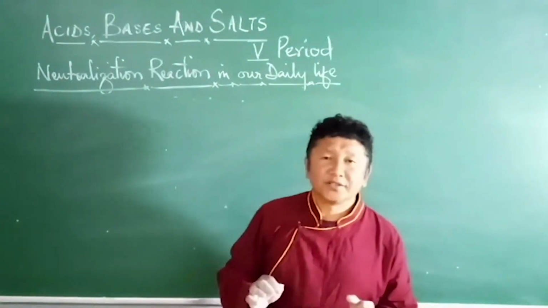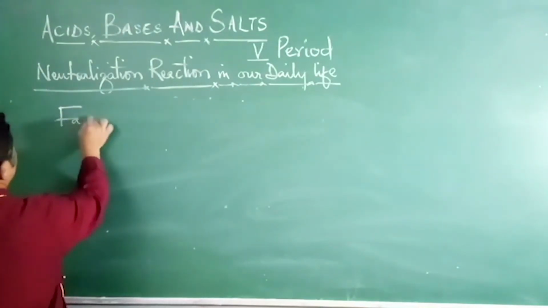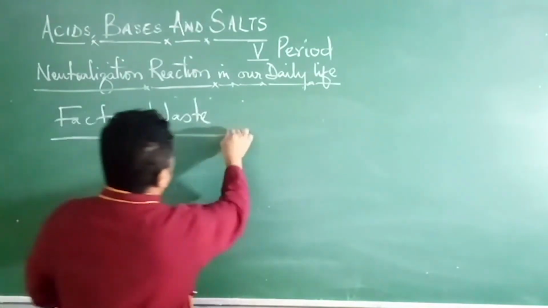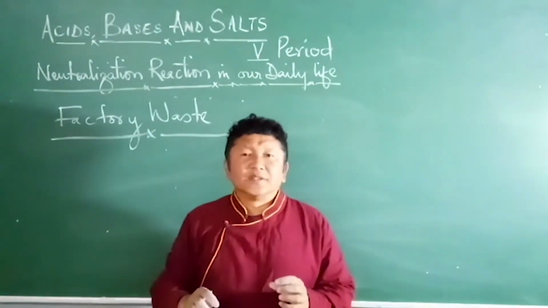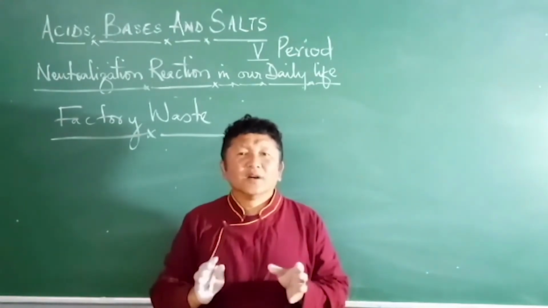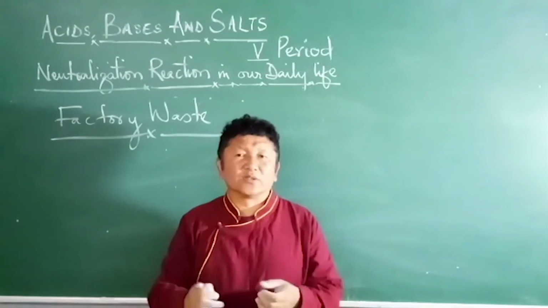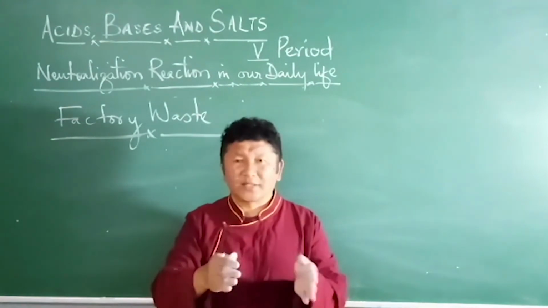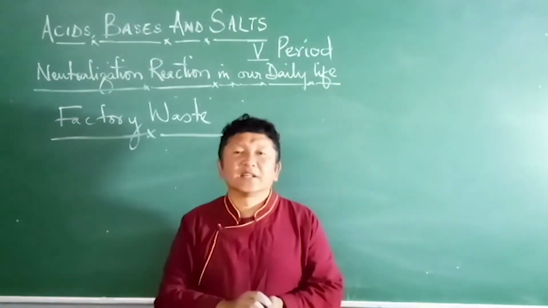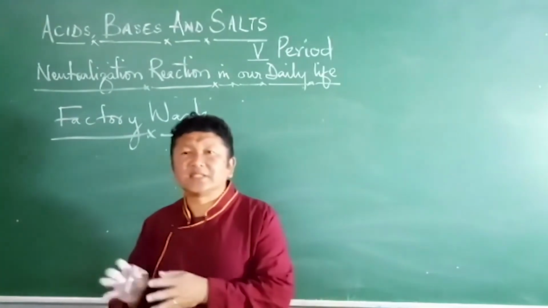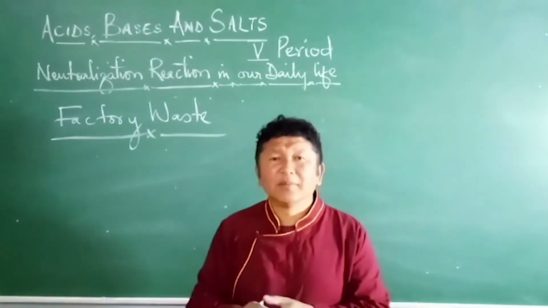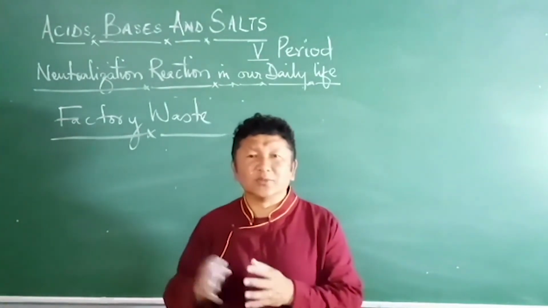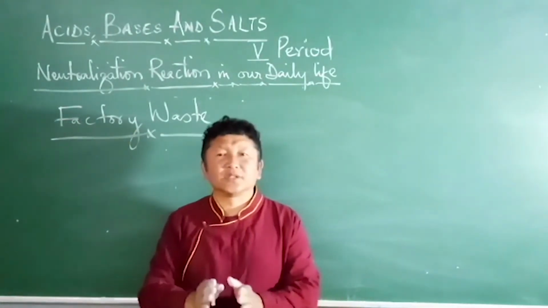Factory waste. Factory waste contains lots and lots of hot water, and those hot waters are released in water bodies. Similarly, factory waste water contains lots and lots of acids. When they are dumped in water bodies, this acid will harm lots and lots of aquatic organisms. So the factory waste should be treated with base.